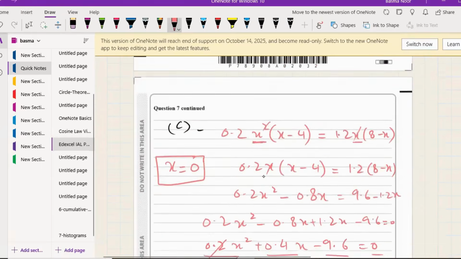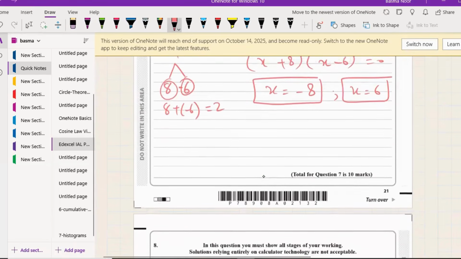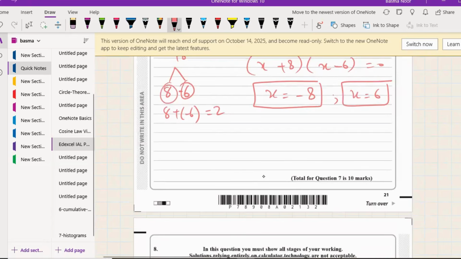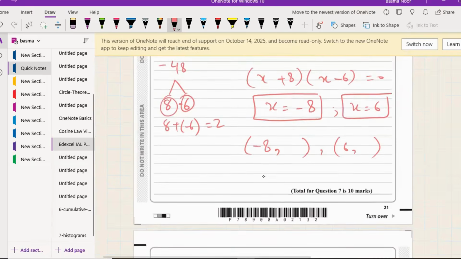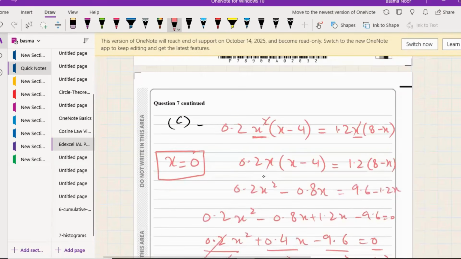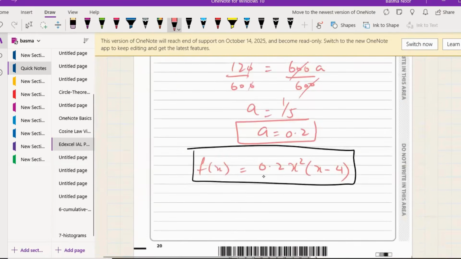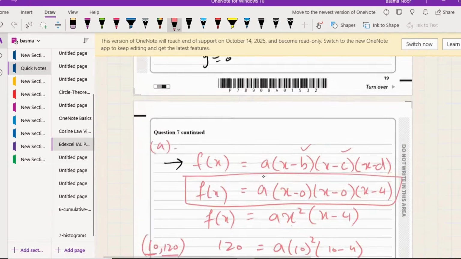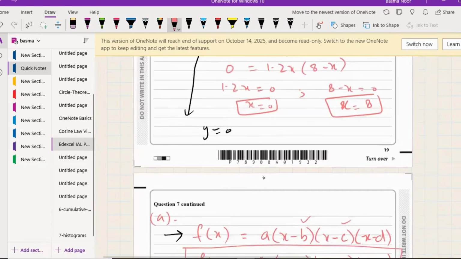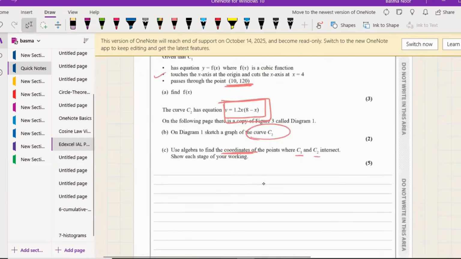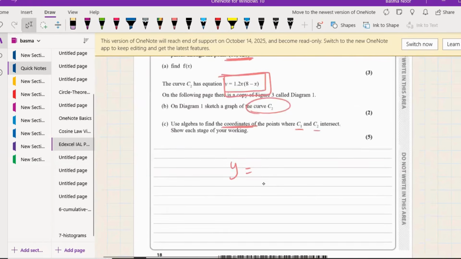So you should know that these are the 2 points we have got. One of the points is minus 8 and we'll get the y, and the other point is 6 and we'll get the y. How do we get the y's for both of them? We will just insert these values of x into the original curve. You can use any of the curves here, either this function or the quadratic function, because they both are intersecting, so you can use any of the curves. I'm going to use y is equals to 1.2x times 8 minus x.